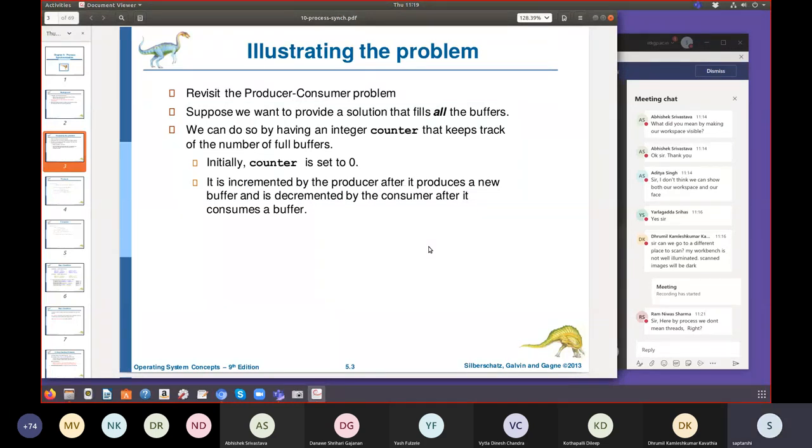Okay. So if you remember, we discussed that producer-consumer problem where we discussed a particular scheme where we would be able to use all slots in the buffer. And in that scheme, we said there would be a shared variable counter. This is shared between the producer and the consumer. Counter is initially set to 0. It is incremented by the producer after it produces a new item in the buffer, and it is decremented by the consumer after it consumes an item from the buffer.